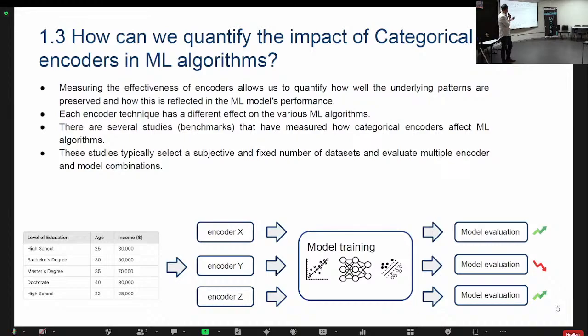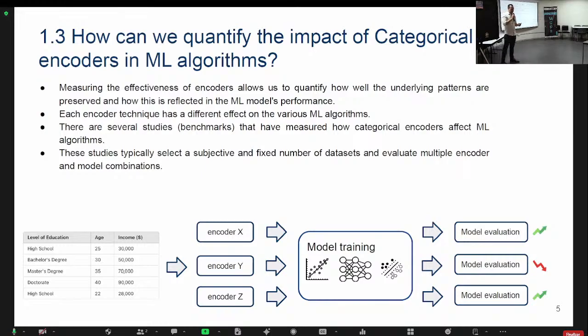Okay, so how can we quantify the impact of categorical encoders in machine learning algorithms? First of all, I want to highlight that measuring the effectiveness of encoders is a very important task because this allows us to quantify how well an encoder preserves the underlying pattern, right? And this also helps us to measure how this pattern retention affects the performance of machine learning models, right? And as we will see later, each encoder technique has a different effect on the different machine learning models, right?